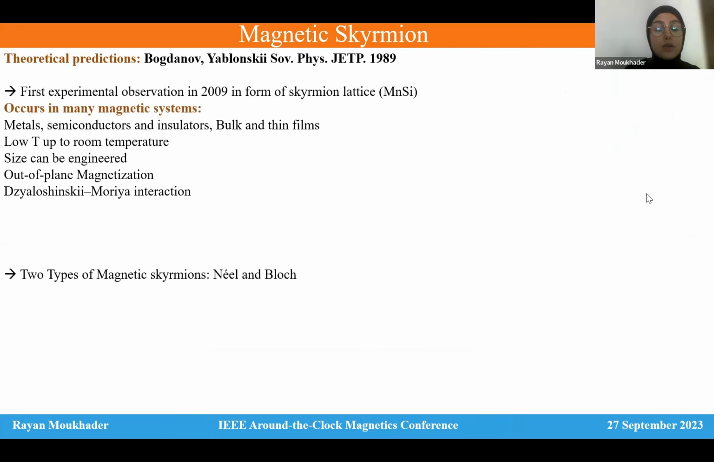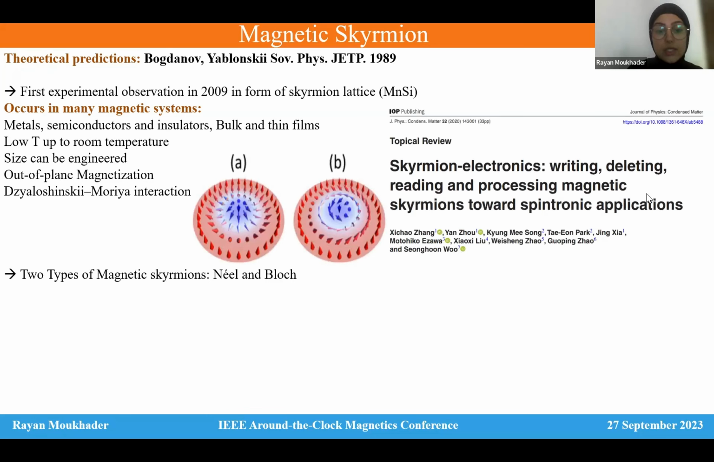It can take place in different materials, including metal, semiconductor, insulator, bulk, and thin films. And the trick is that it is observed not only at low temperature, but also at room temperature. You can always engineer the size of skyrmions, and they are usually observed in systems characterized by out-of-plane magnetization and the DMI interaction. We can differentiate between two different types of magnetic skyrmions, either a Néel skyrmion or a Bloch one, depending on the DMI.